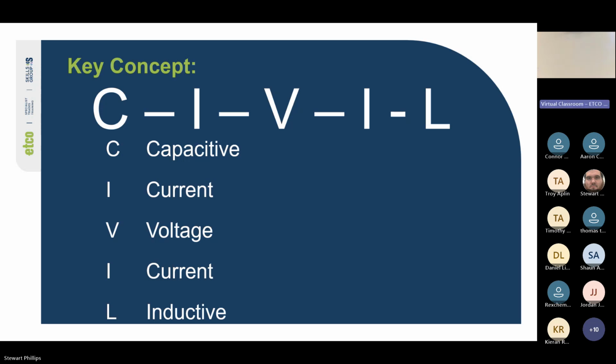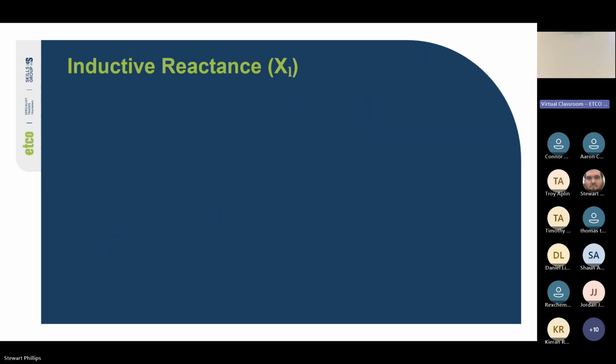Yeah, so hopefully that sticks in your brain. Cool. So now that we've looked at what reactance is and how it affects the voltage and current, let's have a look at our inductive reactance. So we'll look at inductive and then capacitive.